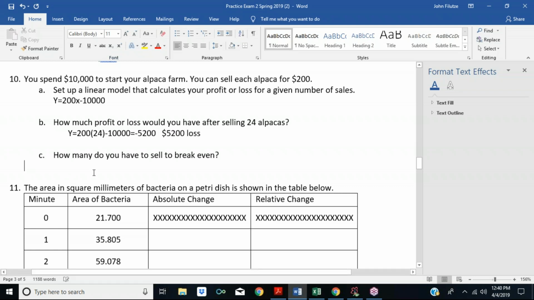And so the next one wants to know how many alpacas do we have to sell to break even? That means we want the y to be 0. So we could just type it in there, 0 equals 200x minus 10,000. Or we could just take 10,000 divided by 200, because it's like $10,000 was our startup, divided by $200 for each alpaca. And then it'll tell us that we have to sell 50 alpacas.